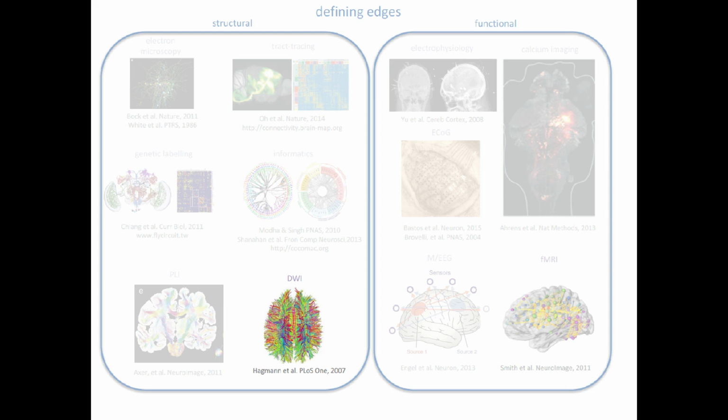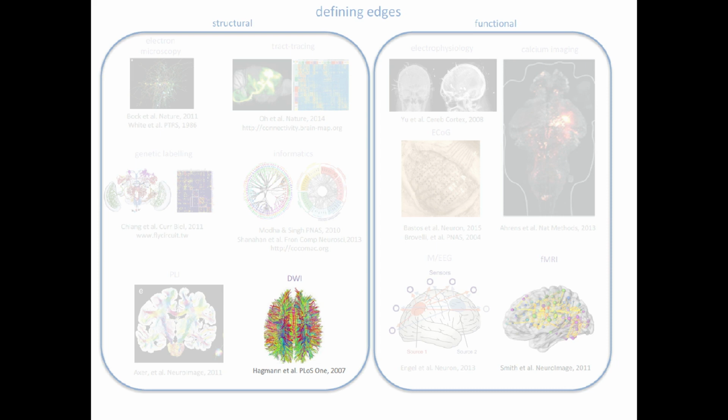So for structural connectivity, we could do electron microscopy and map neurons and synapses. We can do track tracing. We can do genetic labeling with fluorescence imaging. We can use informatics approaches, collating the results of large numbers of track tracing studies. More recently, there's been some imaging techniques for post-mortem samples, such as polarized light imaging. But of course, with in vivo humans, we're using diffusion-weighted imaging.